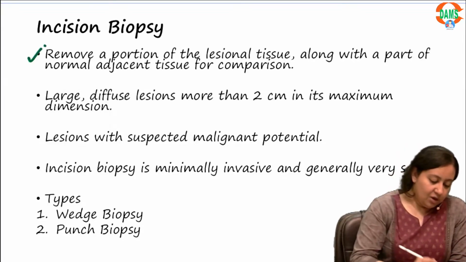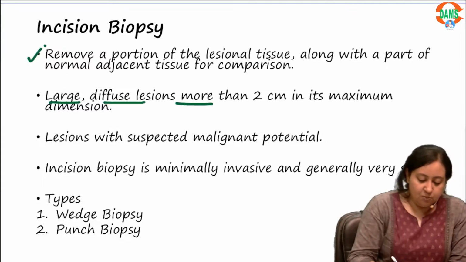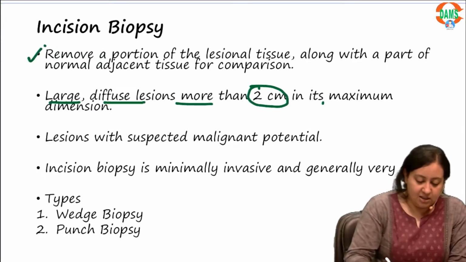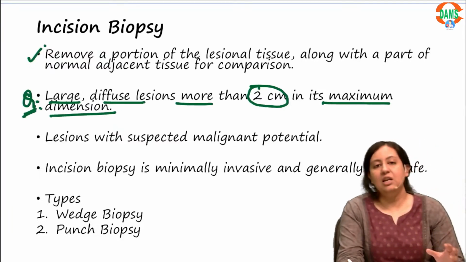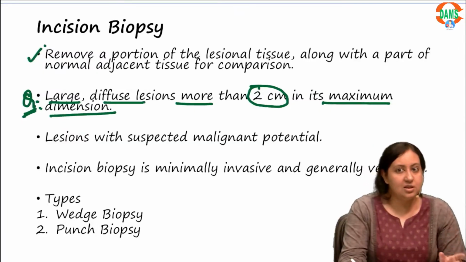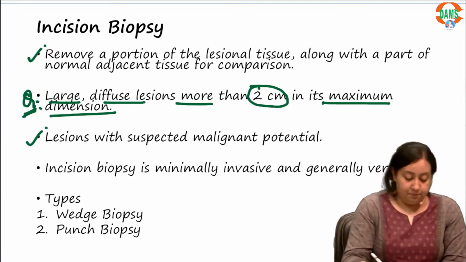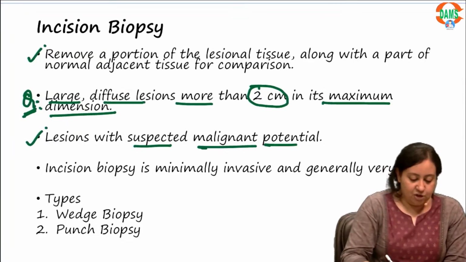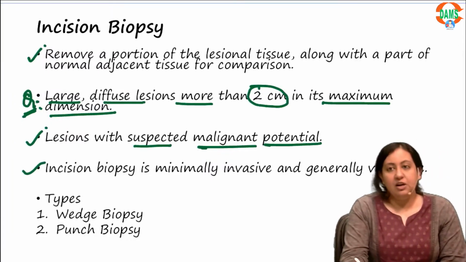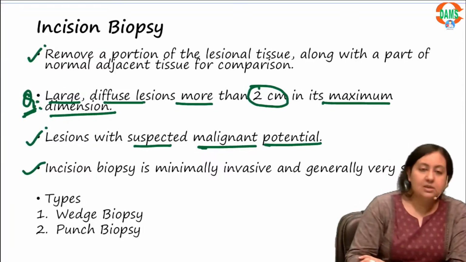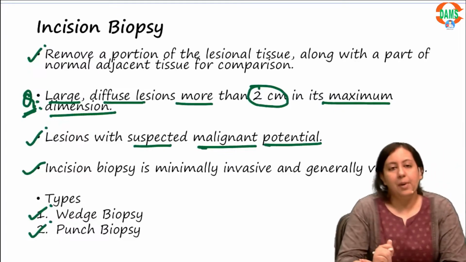All right. So incision biopsy, where is it indicated? It is done for large diffuse lesions more than 2 centimeter in its maximum dimension. So this has been asked previously. So any lesion above 2 centimeters, you'll do an incisional biopsy. You do an incisional biopsy for lesions with suspected malignant potential. Incision biopsy is minimally invasive and generally very safe. So the types of incision biopsy are: one is wedge biopsy and the second one is punch biopsy.